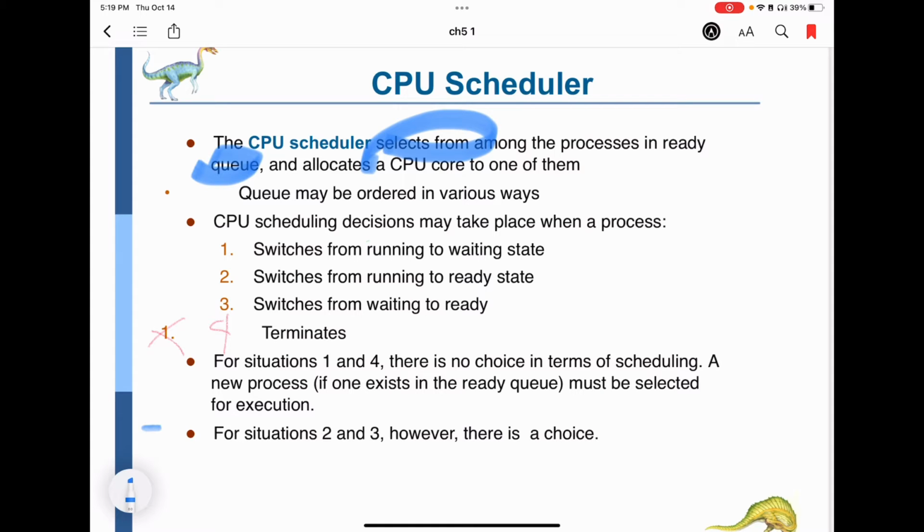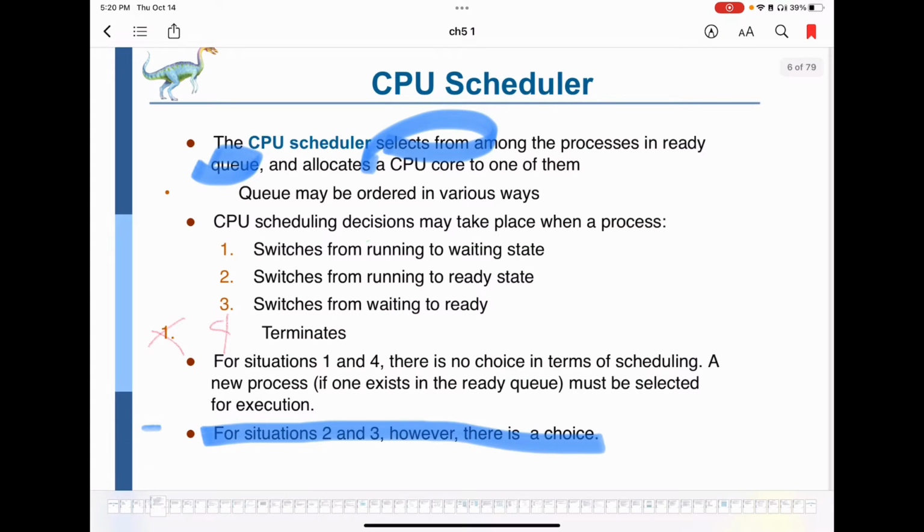And the fourth one is terminate. So, the situations 1 and 4 have no choice in terms of scheduling. So, from running to terminate, so no choice siya. O nga naman, yung running to waiting, wala siyang ibang option kundi running to waiting. Pero yung running to ready, tapos waiting to ready, ayan, a new process if one exists in the ready queue must be selected for execution. So, yan. Sabi nga dito, yung 2 and 3, however, there is a choice.